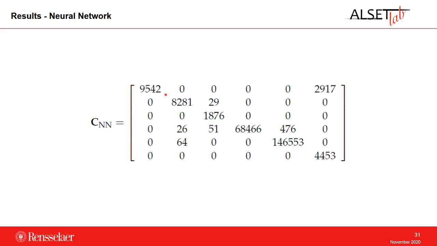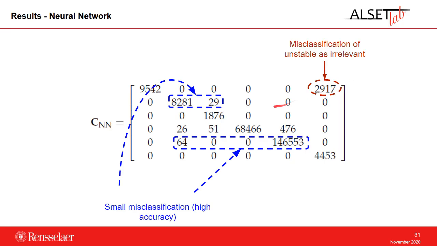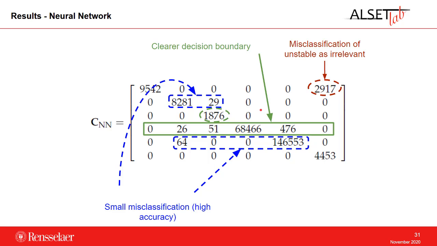So this can be quantified by looking at the confusion matrix. Here we see that it misclassified something that is unstable. Unstable is the first category, so something that should be in the first category was classified in the last one, that is irrelevant. But if an eigenvalue is irrelevant, it's because it's close to the origin. So we can raise a yellow flag to warn the operator that something could be happening in the system. Then for the rest of the categories, we have a small misclassification error, but we have overall a clear decision boundary, and that is a virtue of the neural network.